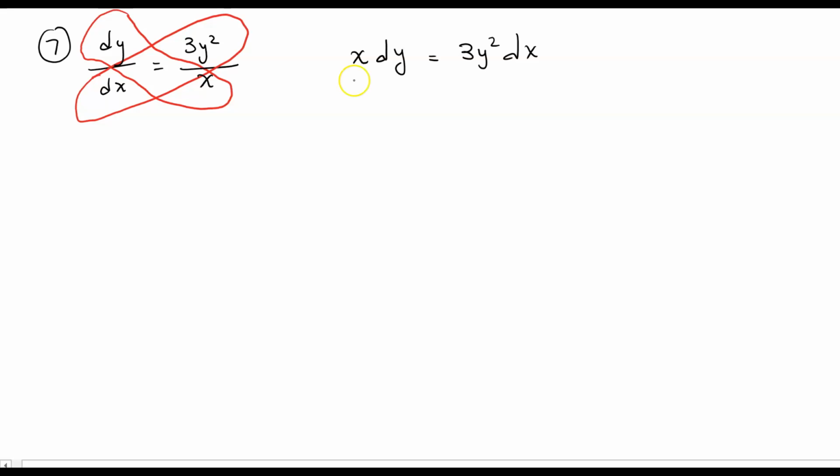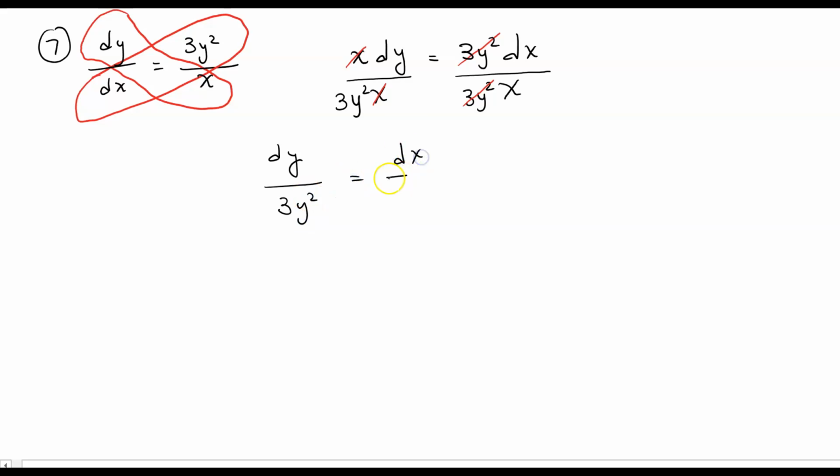Okay, so what we're going to do is divide both sides by x to eliminate it from the left side. But similarly, we're going to divide both sides by 3y squared to get rid of it from the right side. And so we're going to eliminate x on the left and 3y squared on the right, and we end up with another set of differentials. That is to say that dy over 3y squared will equal dx over x.